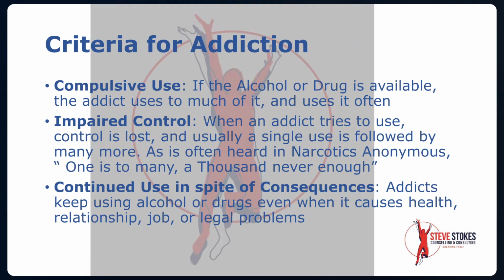If alcohol, drugs, or sex is available, the addict uses too much of it and uses it often. The compulsive use is just we get this felt sense that we want more, and it's hard to predict when we're going to stop. The next thing is impaired control. When an addict tries to use, control is lost, and usually a single use is followed by many more. As is often heard in Narcotics Anonymous, one's too many, a thousand's never enough. AA talks about the first drink gets us drunk. It's this idea that when we start something, it's unpredictable when we're going to stop.